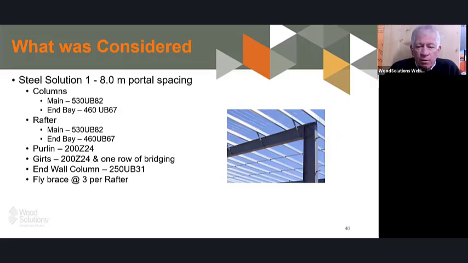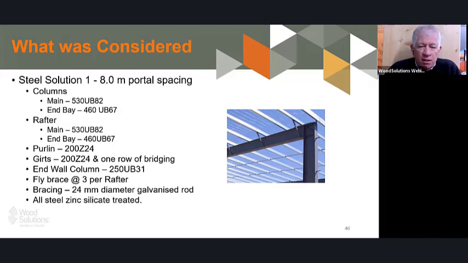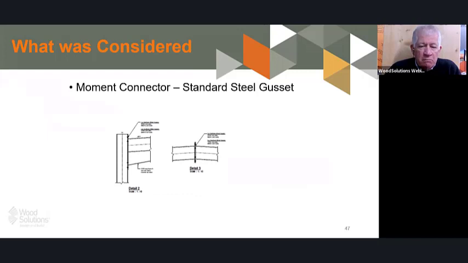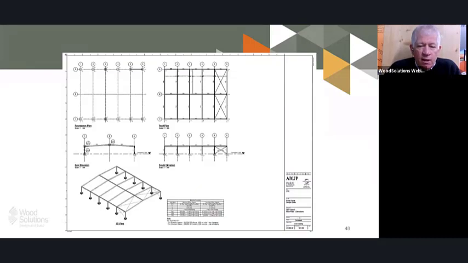fly bracing, 3 per rafter. Pretty standard, and the same technique for bracing was used, being the galvanized rod. So pretty stock standard steel portal, all zinc silica treated, and the moment connection was your standard bolted knee connection arrangement, and standard for all steel portal frames.